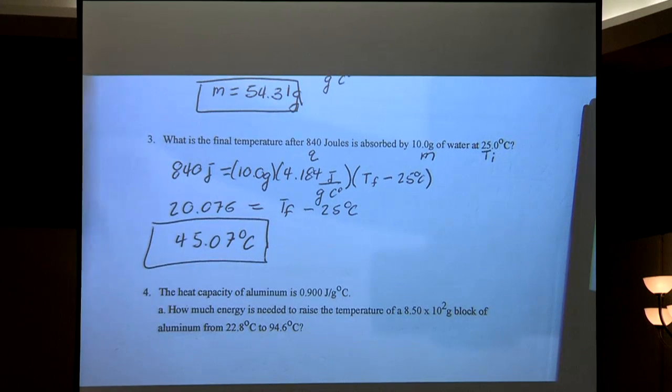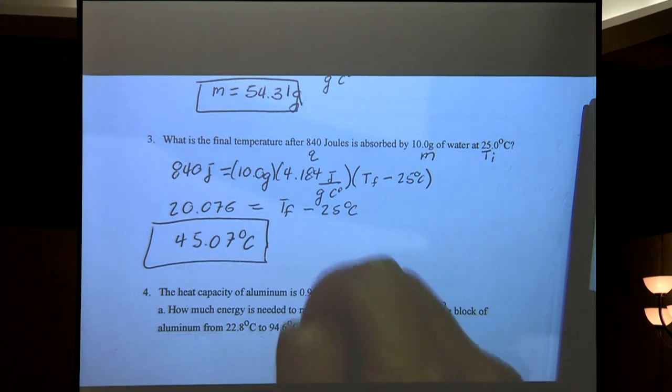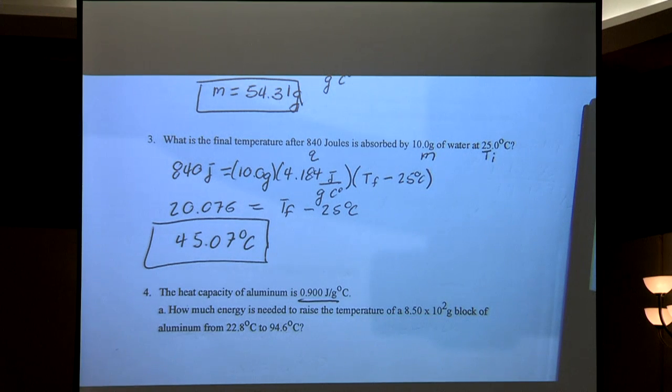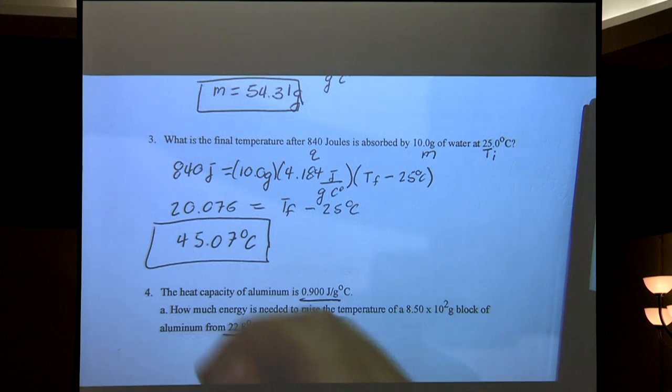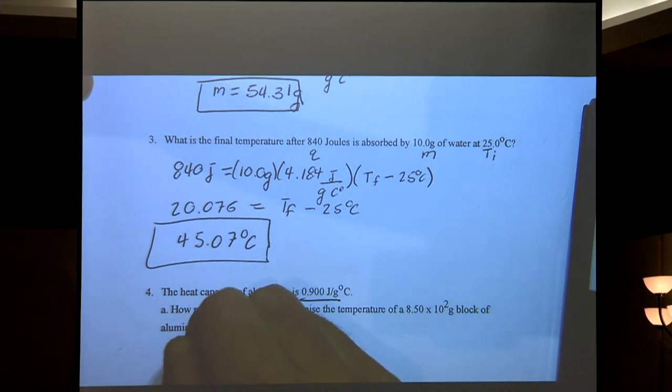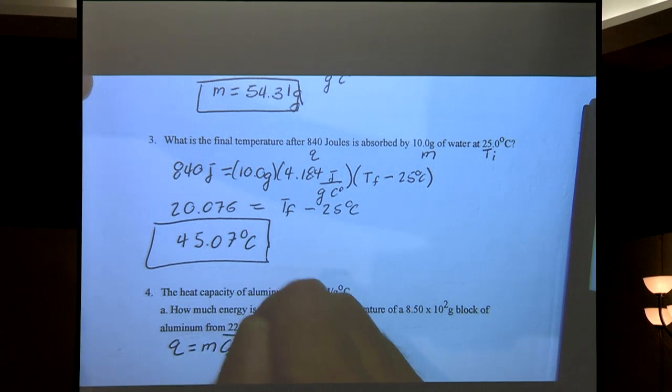All right, a different one. The heat capacity of aluminum is given. How much energy is needed to raise the temperature of a 8.50 times 10 to the 2 gram block of aluminum from that to that? So this one's solving for Q. What formula are we going to use? Q equals m Cs delta T.